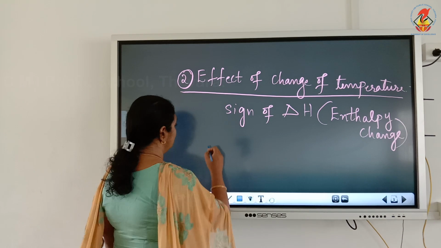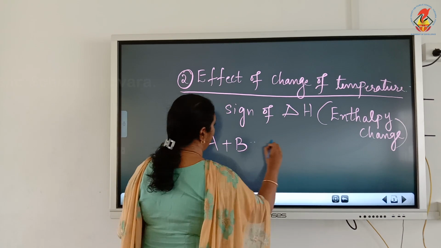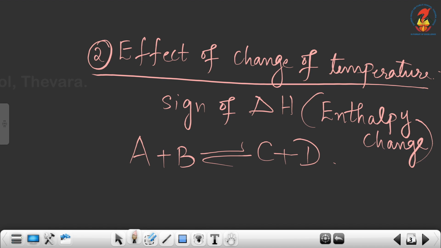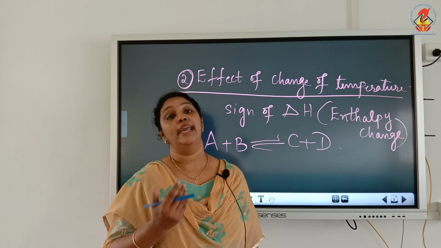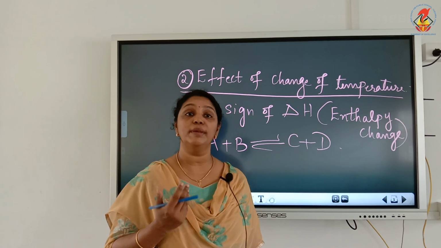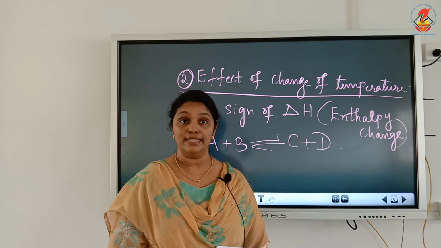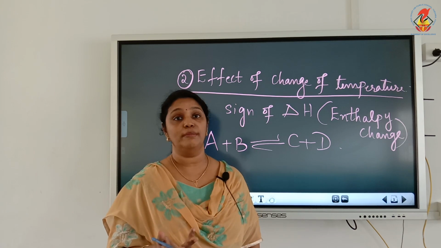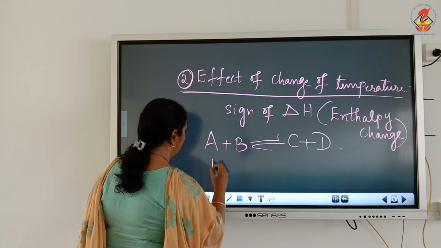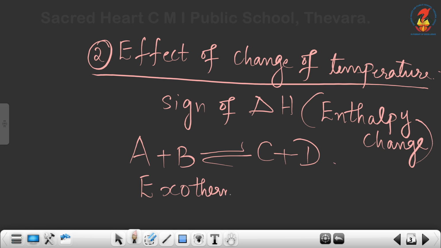Now, when we consider an equilibrium reaction A plus B in equilibrium with C plus D, we know that there is a forward reaction and a backward reaction. If the forward reaction is exothermic, then the backward reaction will be endothermic. Exothermic reaction means heat is released, and endothermic reaction means heat is absorbed. What are exothermic reactions? Reactions in which heat is released.